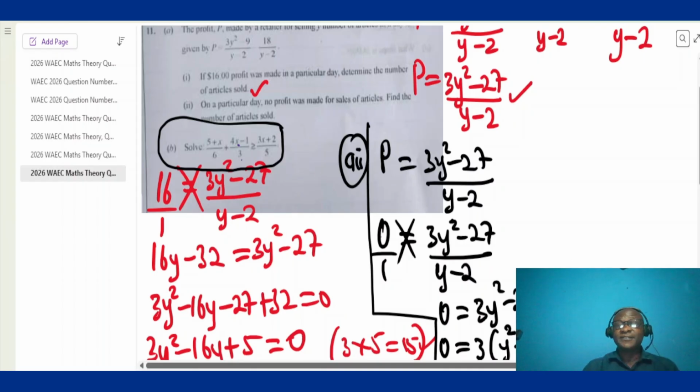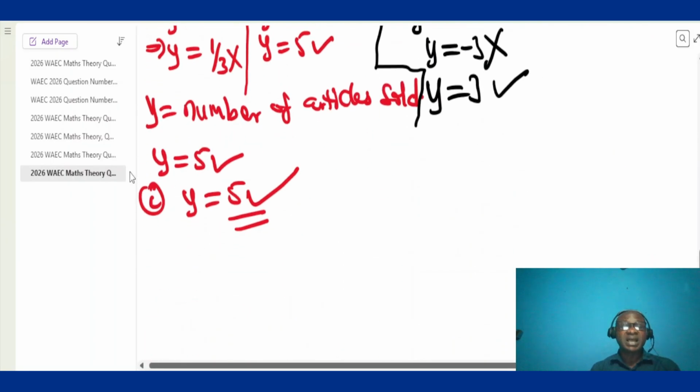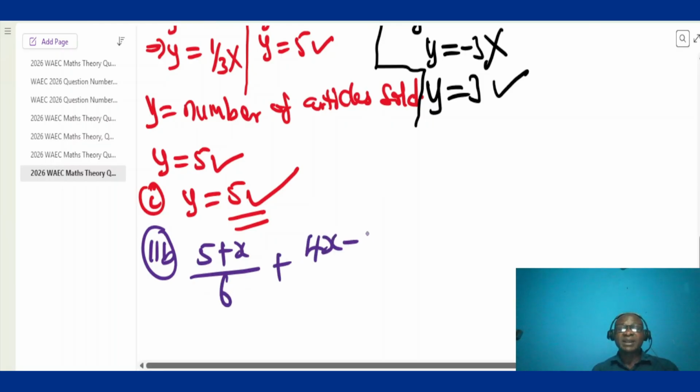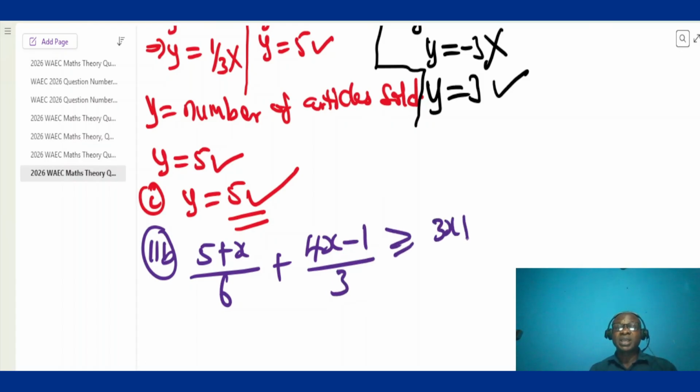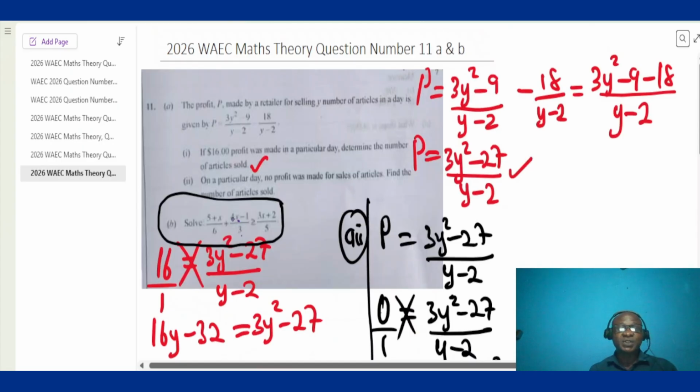Question number 11B. Here we are told to solve the inequality: 5 plus x all over 6. So we write it down. 11B, okay, 5 plus x all over 6 plus 4x minus 1 all over 3 is greater than or equal to 3x plus 2 all over 5. Let me be sure that I have copied the question correctly. 5 plus x over 6 plus 4x minus 1 over 3 greater than or equal to 3x plus 2 over 5. So we can now go and solve.